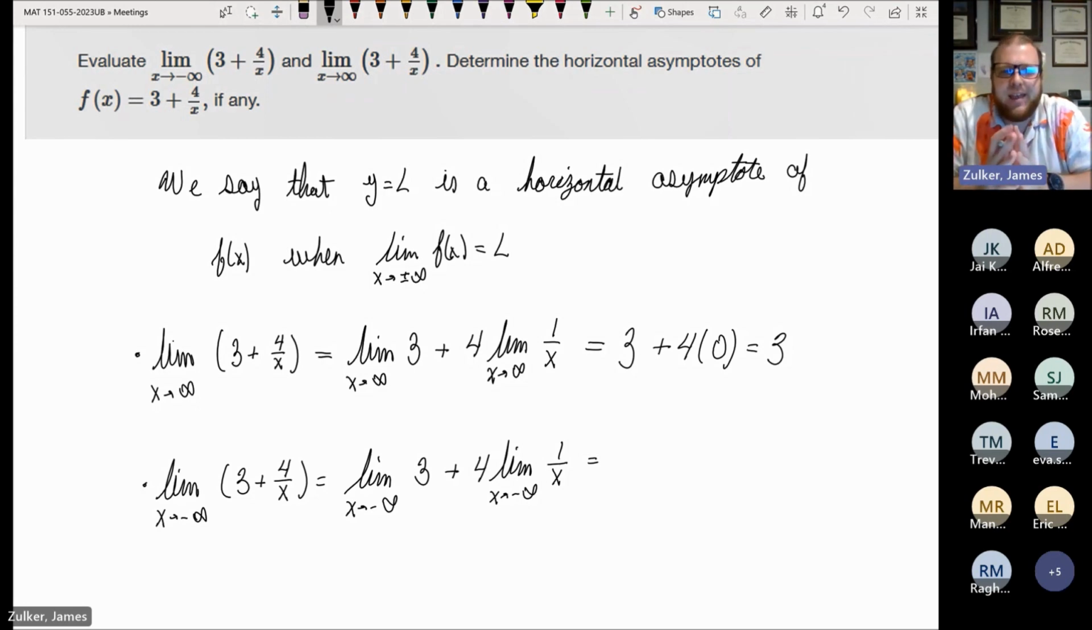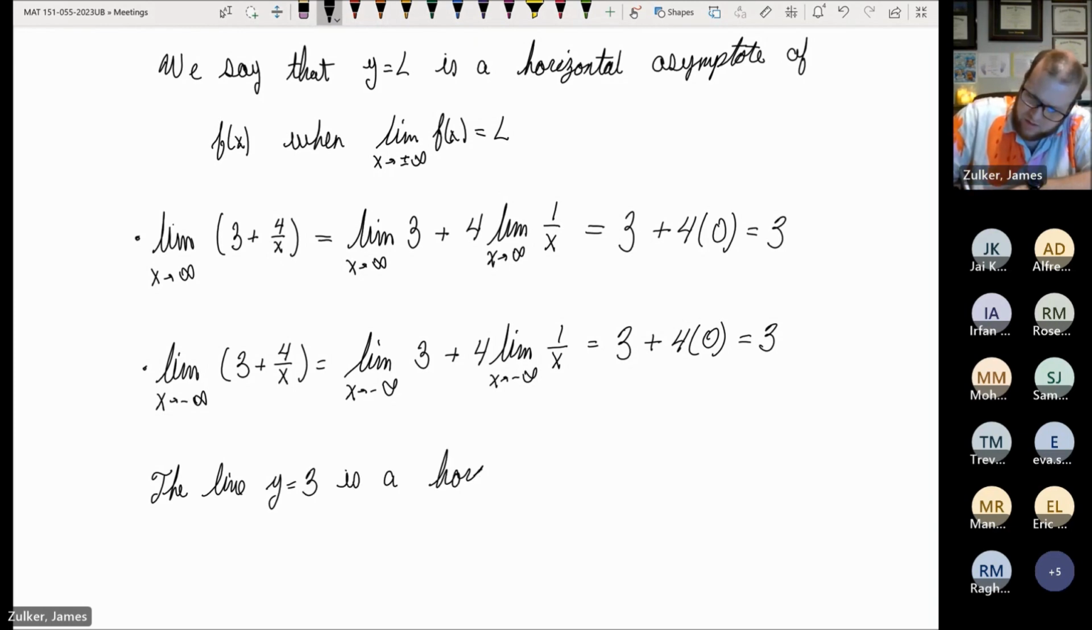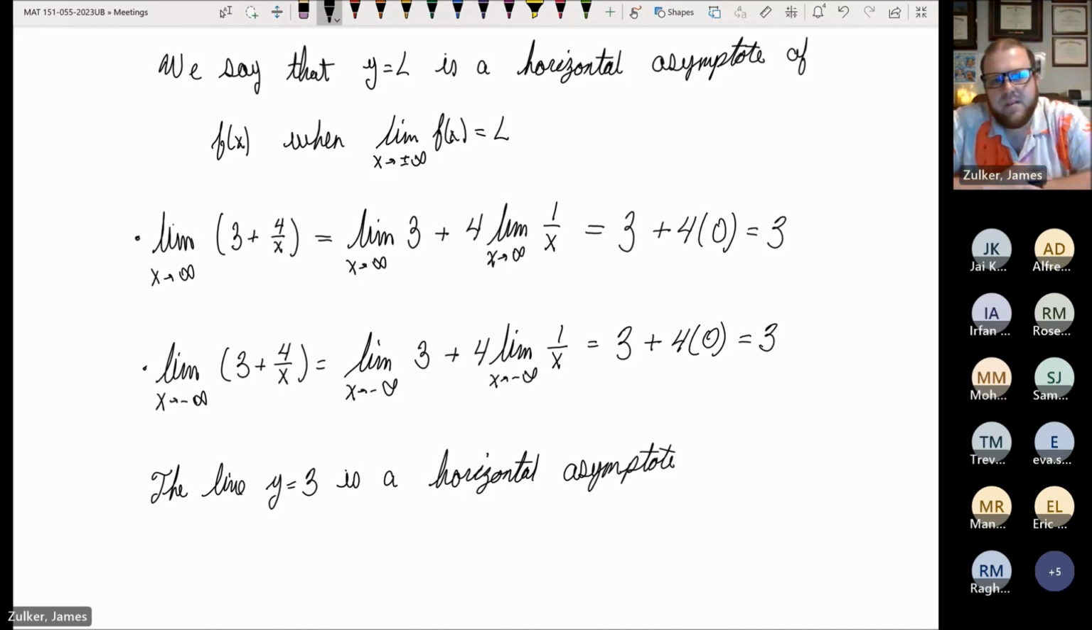Likewise, if we're approaching negative infinity instead, we can still split it. That first limit is still 3. That second limit is still 0. So our function has a single horizontal asymptote. It's y equals 3.